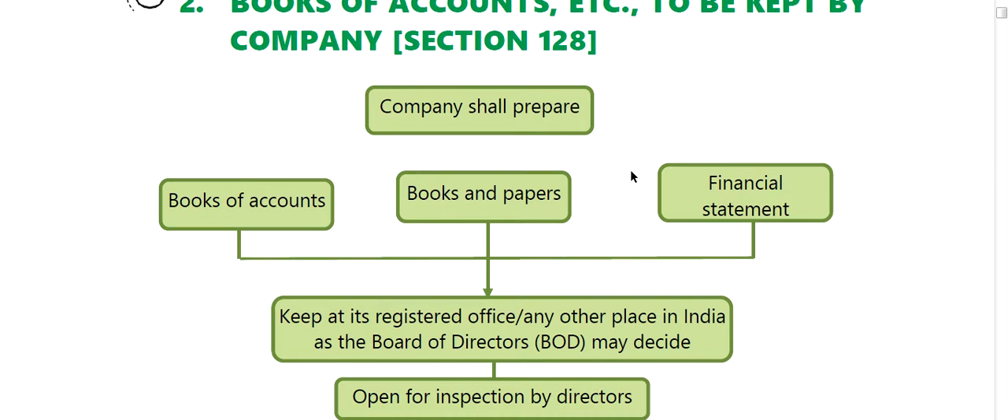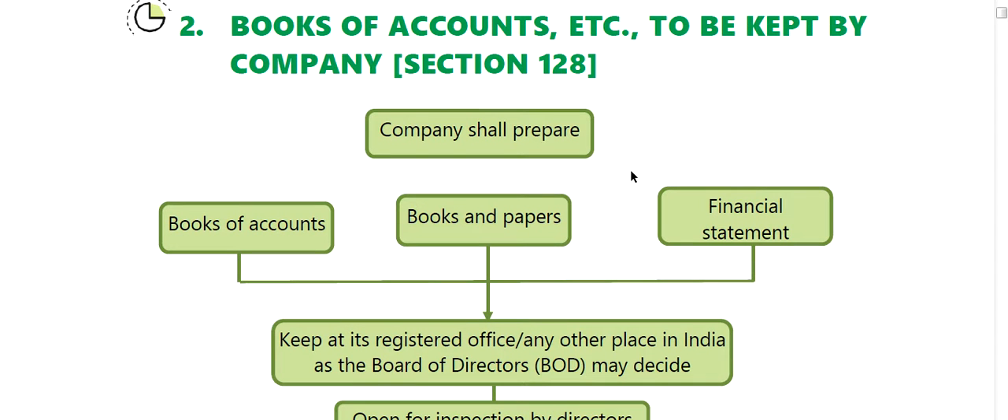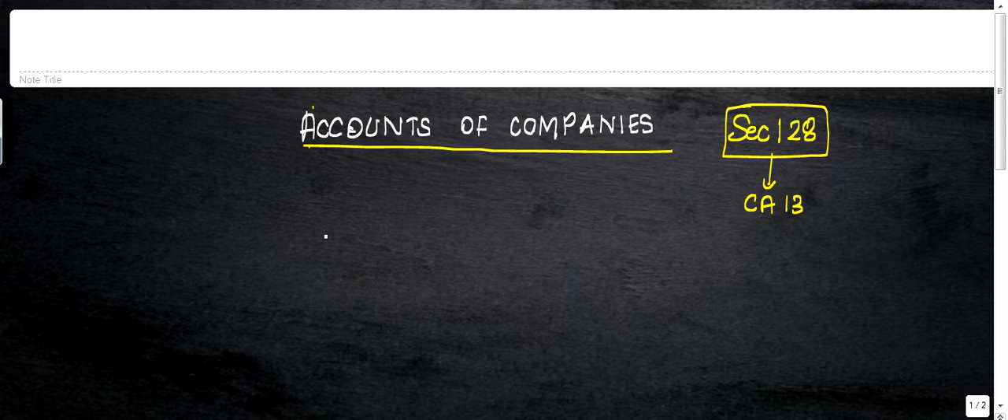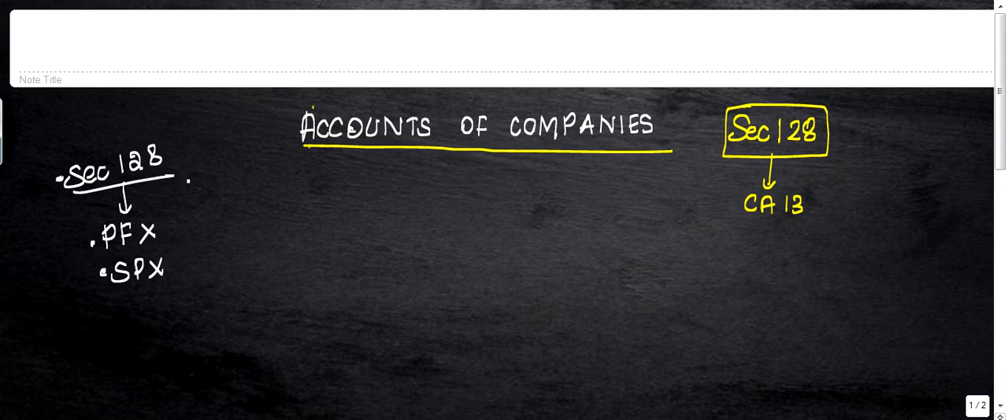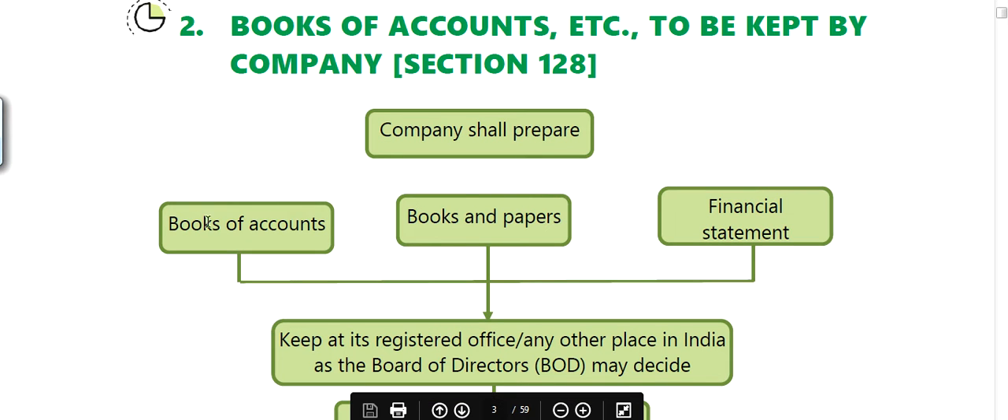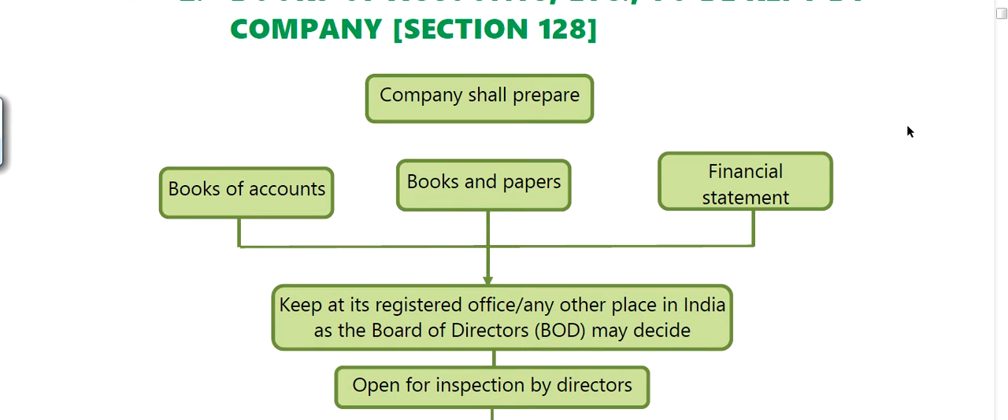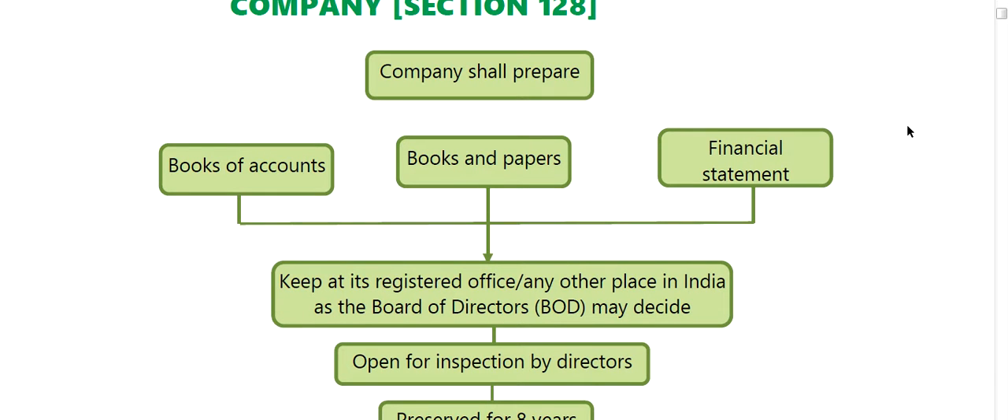Okay, first comes section 128. The heading is books of accounts etc. to be kept by company. By default, is this section applicable for a partnership firm? No. Sole proprietor? No, it is applicable to the company. Books to be maintained: the company shall prepare books of accounts, books and papers, and financial statements. What all is included in financial statement? 5 things, we'll see later on. That comes under section 129.